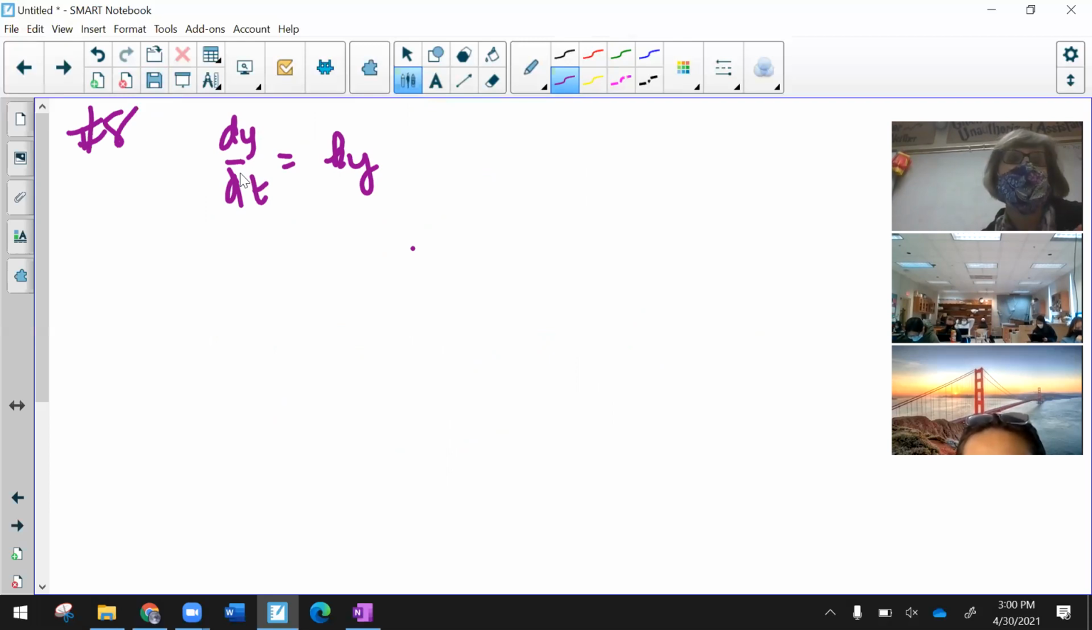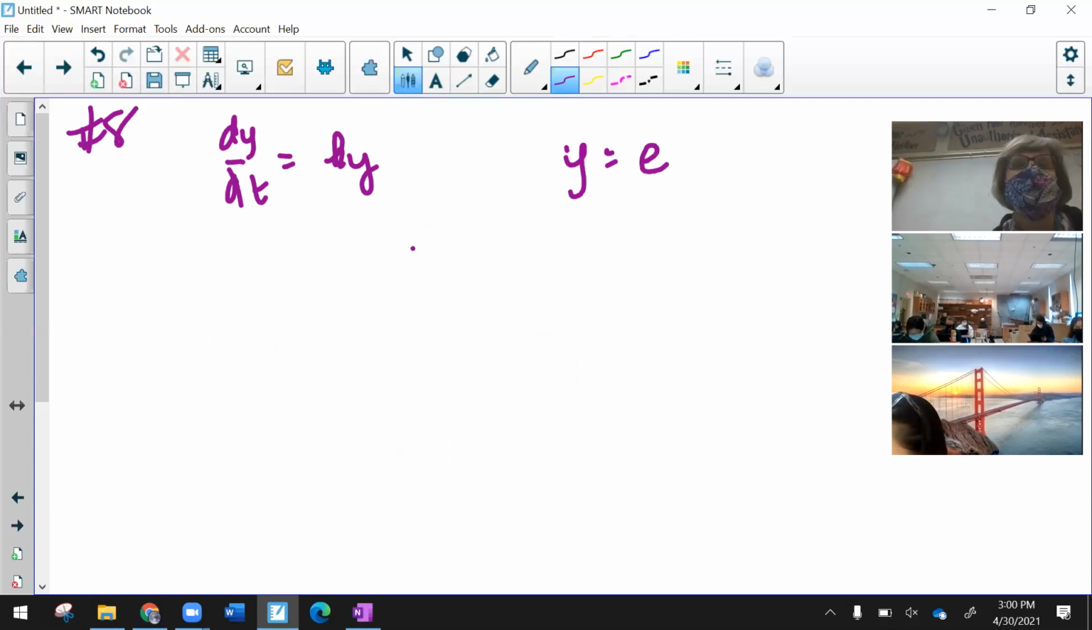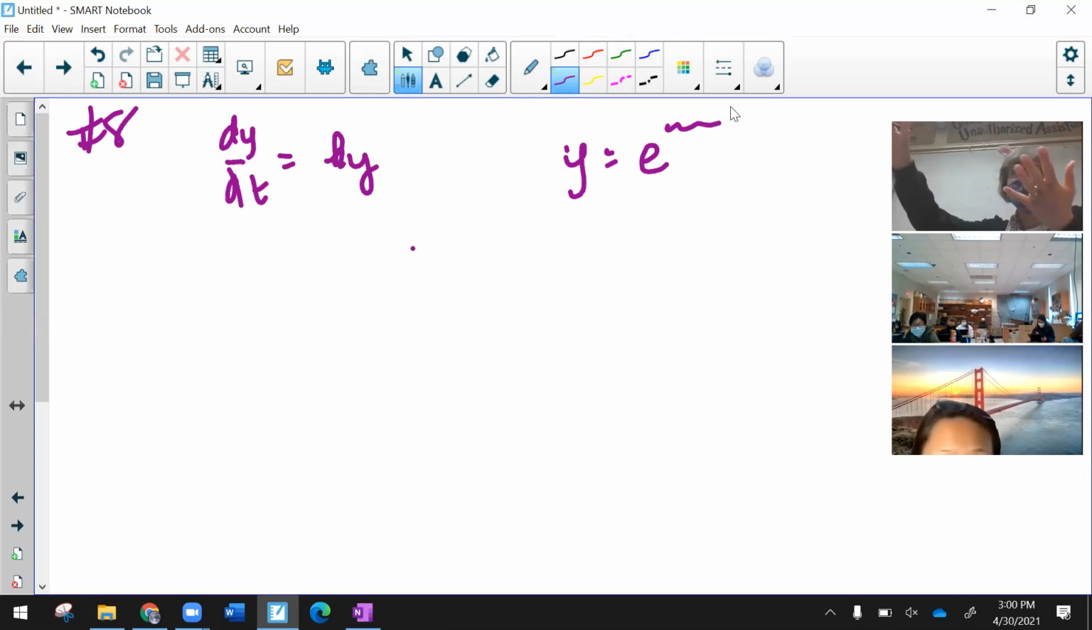First off, if my derivative has a y in it, then that probably means my y is e to the something, because when I take the derivative of e to the something, I get e to the something back. So that gets rid of d and e.